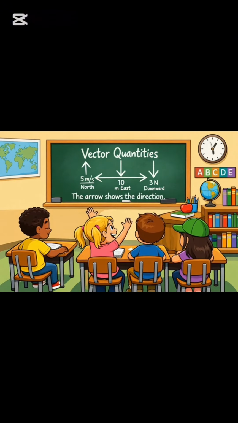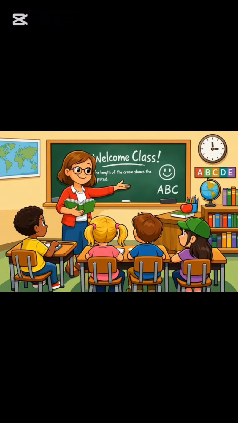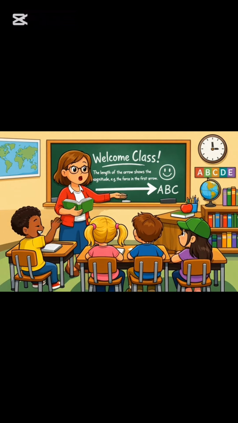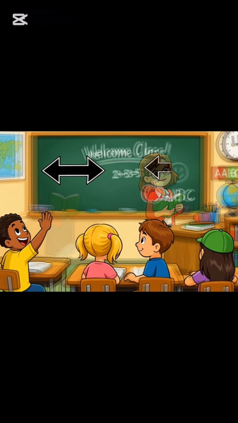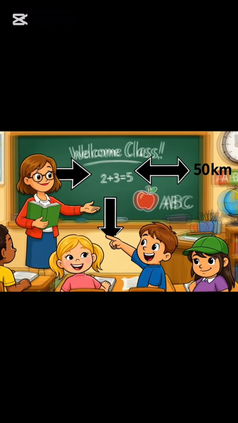Like arrows. Exactly. The length of the arrow shows the magnitude, for example, the size of the force in the first arrow. So a longer arrow means a bigger force? I get it. Let's look at some directions. Like this arrow? Yes, this one is for speed, 50 kilometers. And this one is gravity.